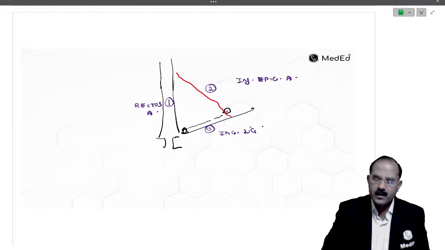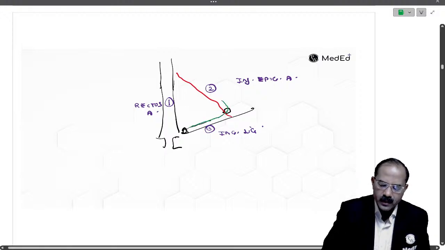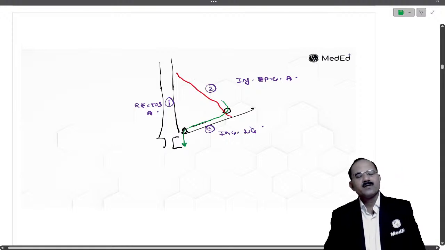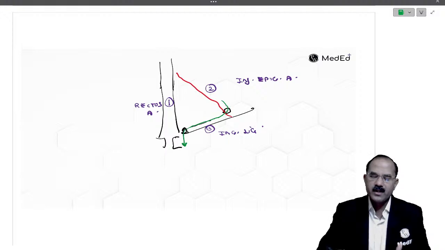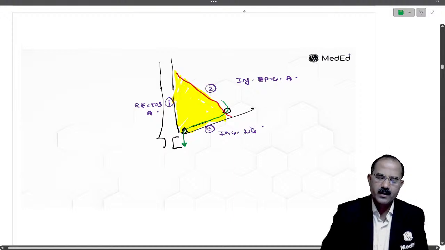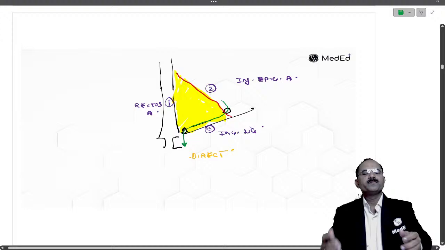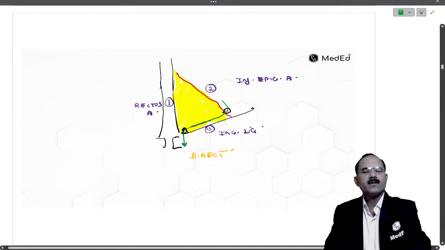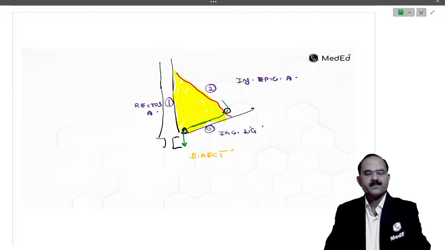If a hernia comes from the deep ring, enters the inguinal canal and gets out through the superficial ring, this is an indirect inguinal hernia. But if a hernia comes through this triangle, Hesselbach's triangle, this is what we call a direct hernia. Just remember this, children: direct and indirect inguinal hernia. Okay, clear to all of you?